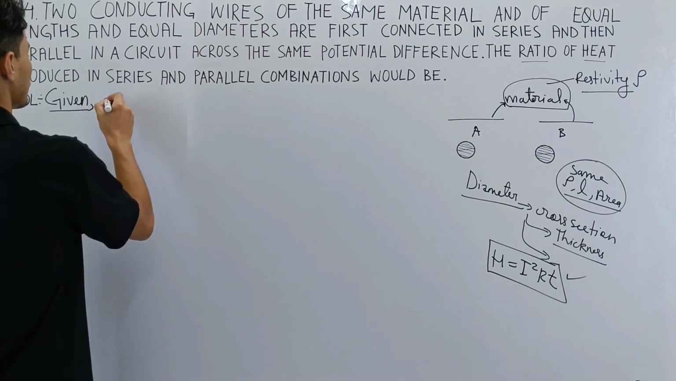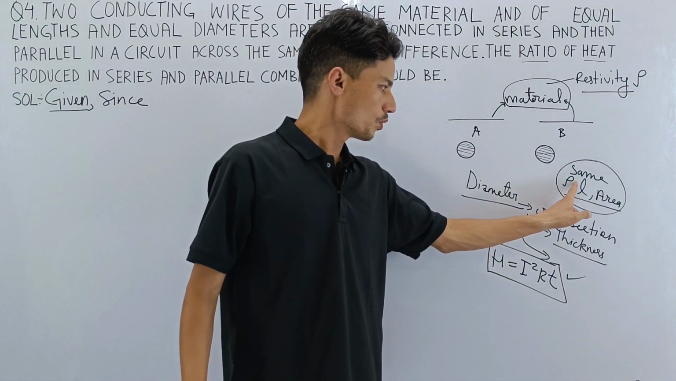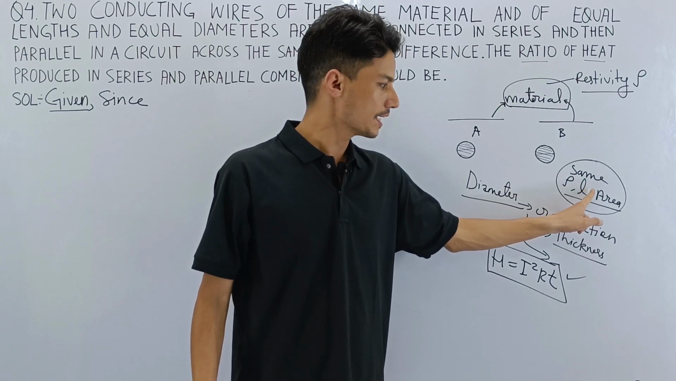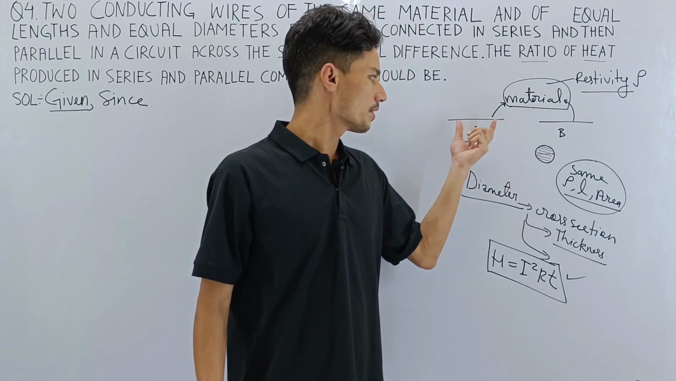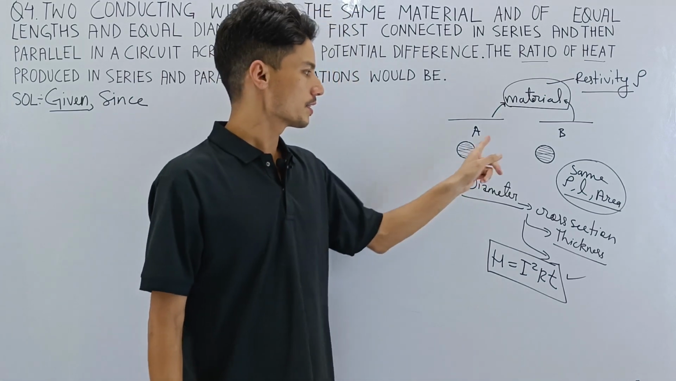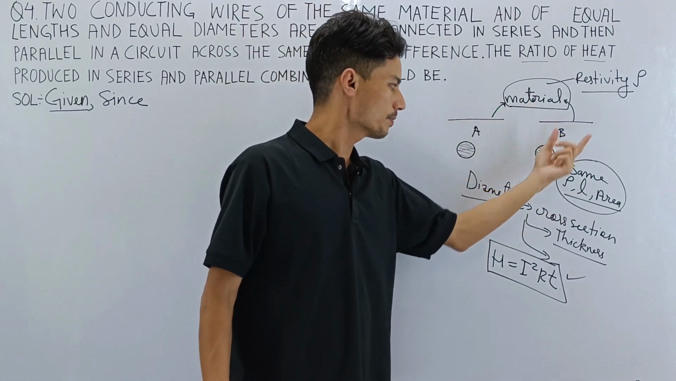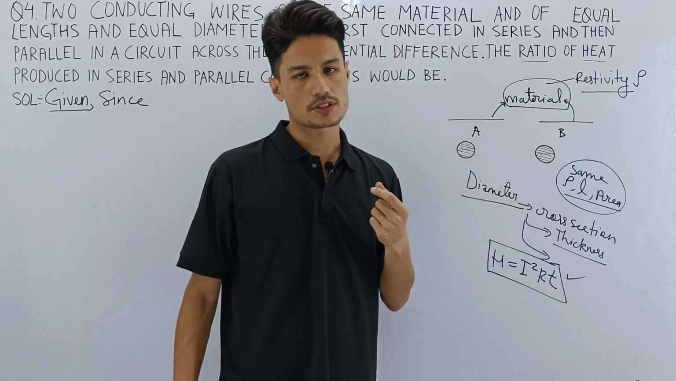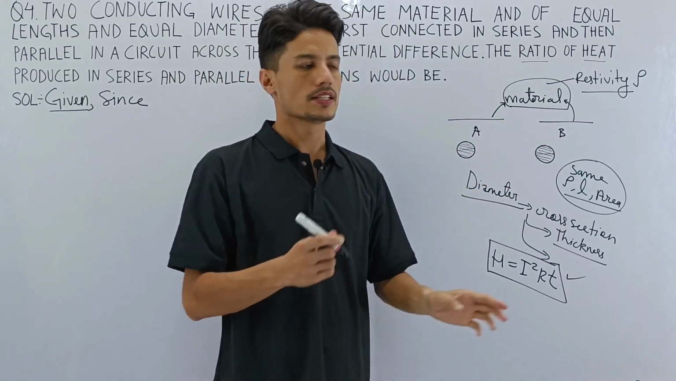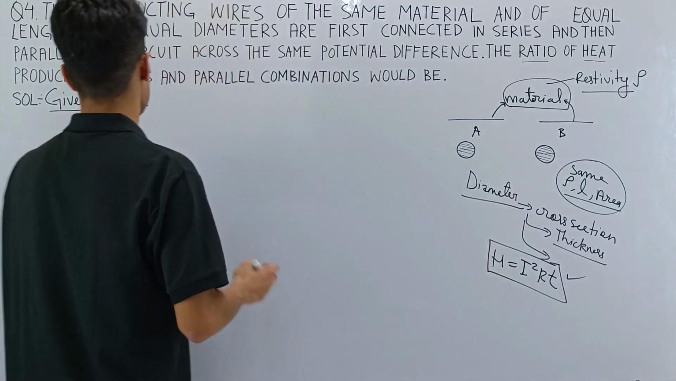So what is given? We have already discussed, since rho, length and area are same, remember the resistance of the two wires are also same. Since rho is same, since the material is same, since the length is also same, and the area of cross section also same, that means the thickness is also same, the resistance of both the wires are same. Understood?